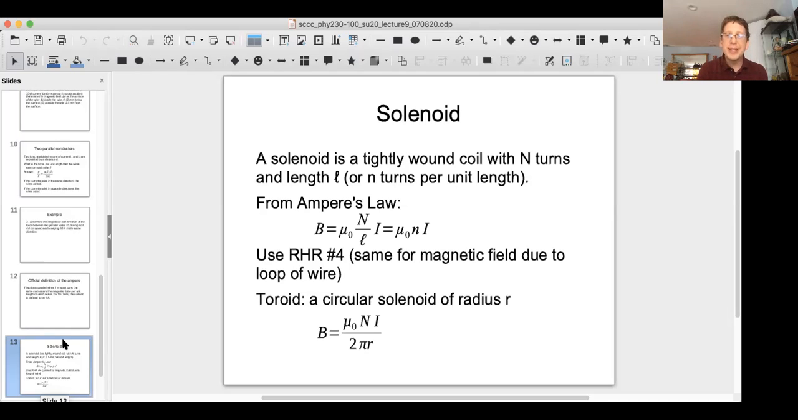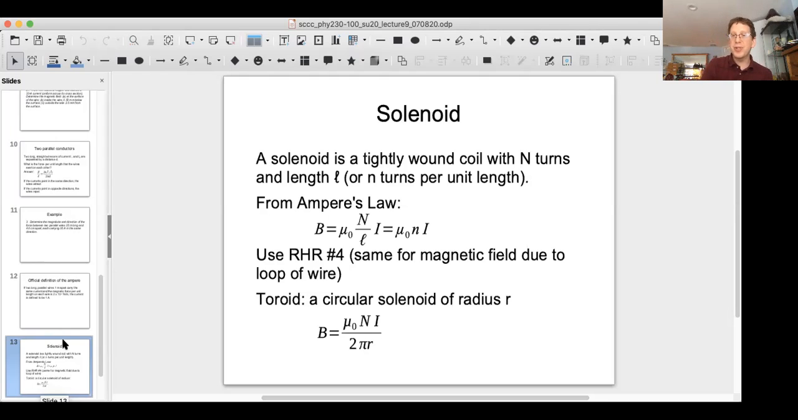And you use the same right-hand rule to determine the direction that you used for figuring out the magnetic field due to a single loop of current. And that's that you curl your fingers in the direction of the current, your thumb will point in the direction of the magnetic field. And the other example we talked about is the toroid.